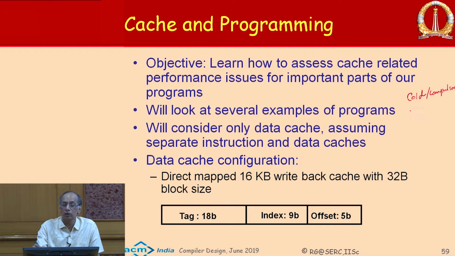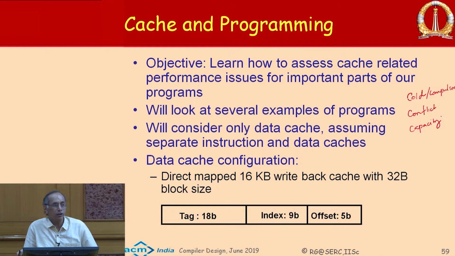Another one called conflict misses, and the third one called capacity misses. Have you come across these things? No? Okay. Do we need them? Let's find out. Let me very briefly tell you what these three different types of misses are.